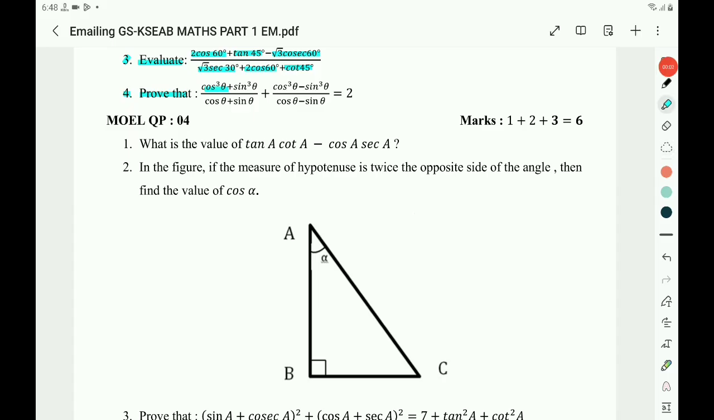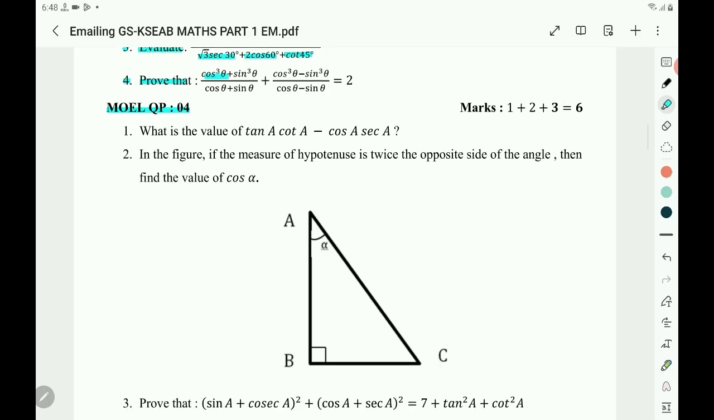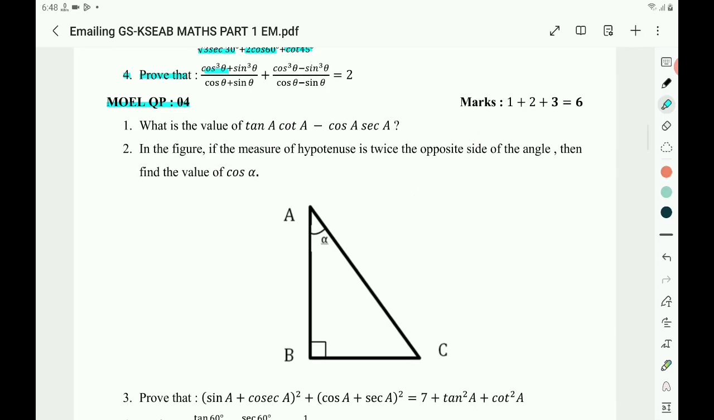Now let us take model question paper 4. Here we have to solve the questions from the chapter Introduction to Trigonometry. Again 6 marks questions are there. 1 mark 1 question, 2 marks 1 question, and 3 marks 1 question are there. Totally 6 marks question. First question.